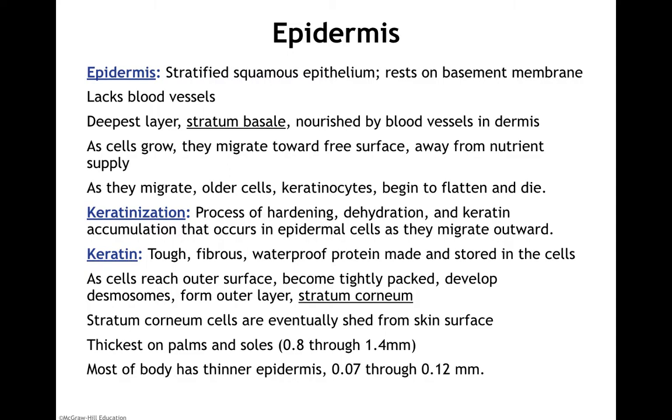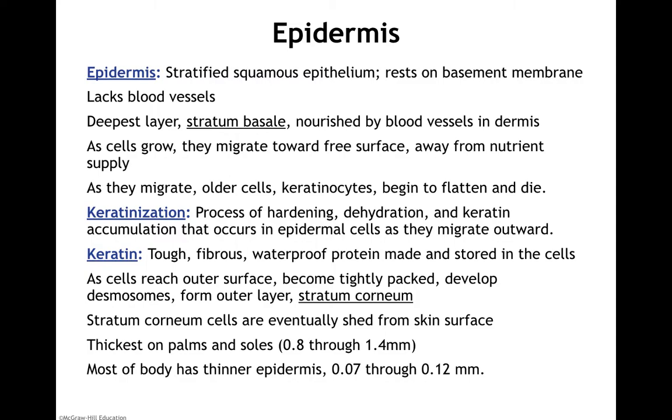The others move forward away from the nutrient supply, and as they move upward, they become keratinocytes, and they begin to flatten and die, going through a process called keratinization, which is a hardening, dehydrating, and keratin accumulation as they move outward. We'll talk about the layers that they make up as they move their way to the surface where they are sloughed off. Keratin is a very important protein. It's a tough, fibrous, waterproof protein. It's made and stored in the cells.